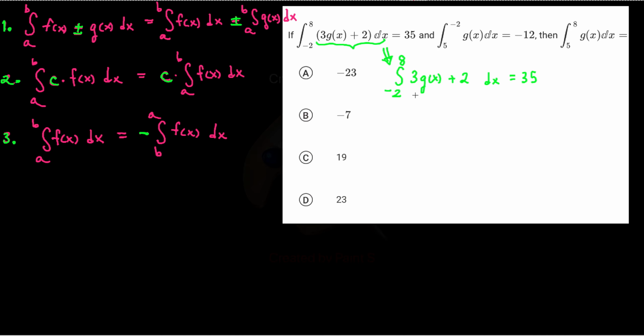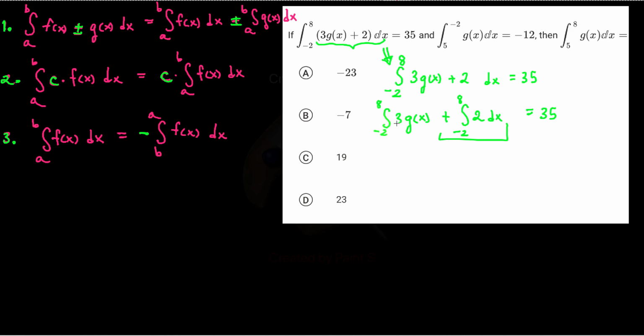Now, let's see how I could change the way this looks. Well, I could apply property 1, or what I'm calling property 1 for the time being. I could write it as the sum of two integrals. I could write it as the integral from negative 2 to 8 of 3 times g of x, that's the first term, plus the integral from negative 2 to 8 of just 2 dx. We'll deal with this term in a second. And we know still that that has to be equal to 35.